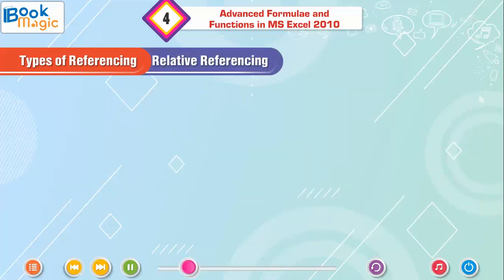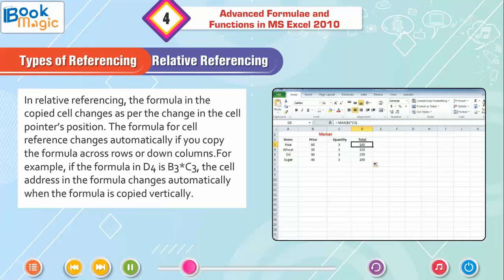Relative referencing. In relative referencing, the formula in the copied cell changes as per the change in the cell pointer's position. The cell reference in the formula changes automatically if you copy the formula across rows or down columns. For example, if the formula in D4 is B3 multiplied by C3, the cell address in the formula changes automatically when the formula is copied vertically.